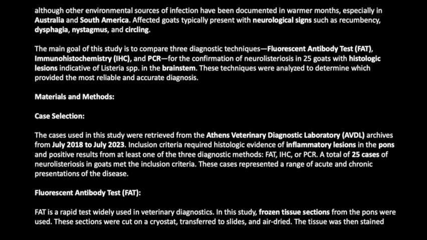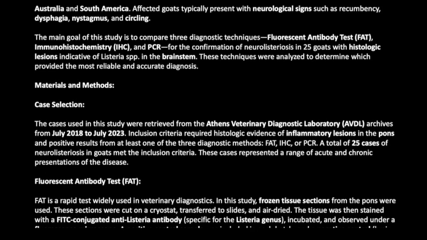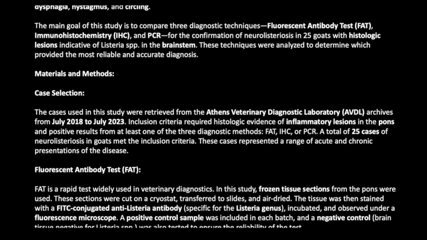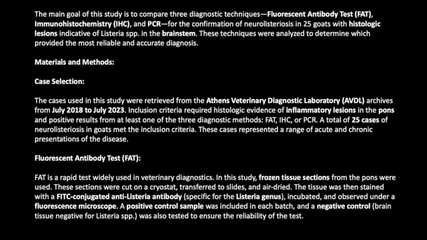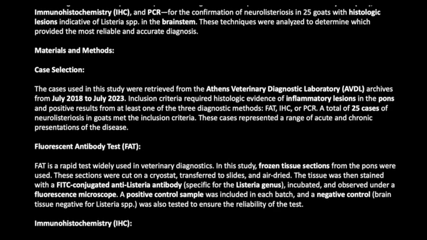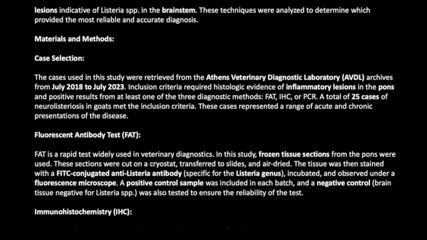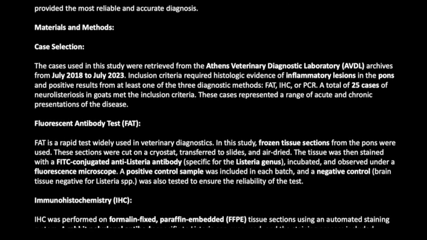Materials and methods. Case selection. The cases used in this study were retrieved from the Athens Veterinary Diagnostic Laboratory, AVDL, archives from July 2018 to July 2023. Inclusion criteria required histologic evidence of inflammatory lesions in the pons and positive results from at least one of the three diagnostic methods, FAT, IHC, or PCR. A total of 25 cases of neurolisteriosis in goats met the inclusion criteria. These cases represented a range of acute and chronic presentations of the disease.